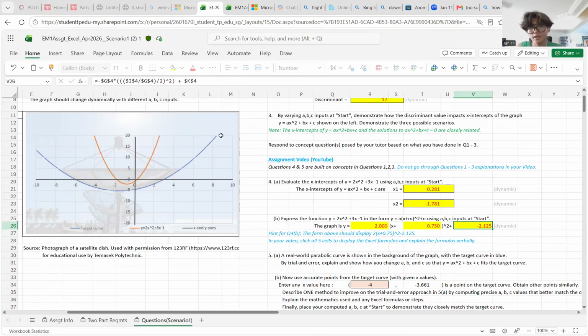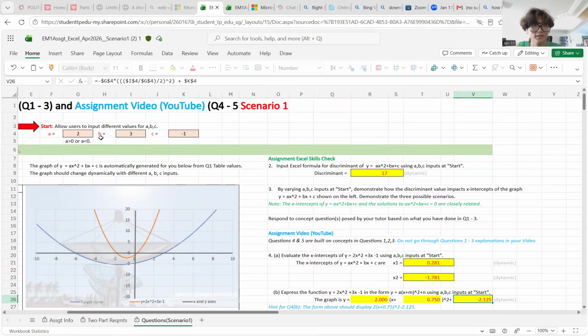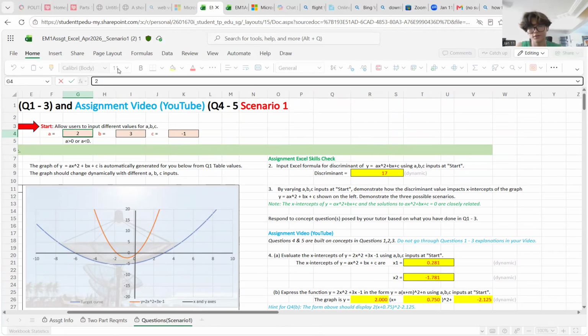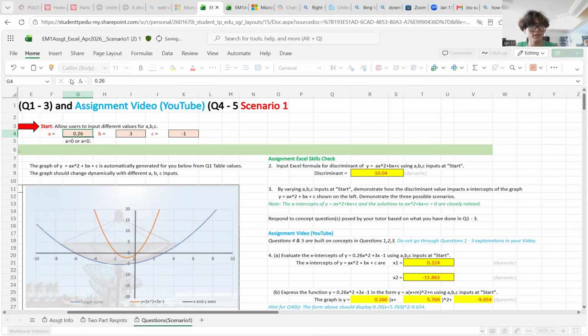And for question 5, for 5a, as you can see here, to try and match the blue graph, A basically affects the widening of the graph. So to get a wider graph, you need to still make it above 0, but lesser than 2, which means that I can put a value of around 0.26, maybe around here. And you can see the graph widens a lot.